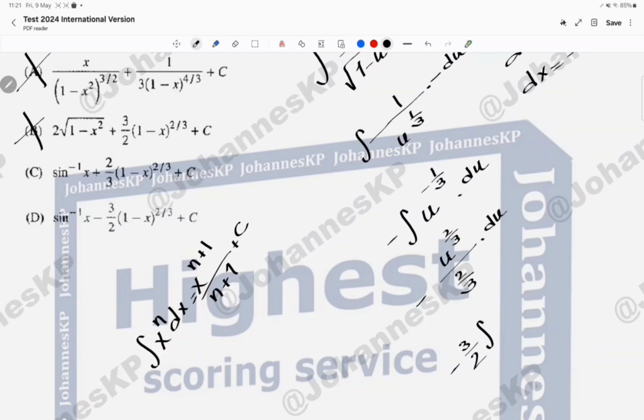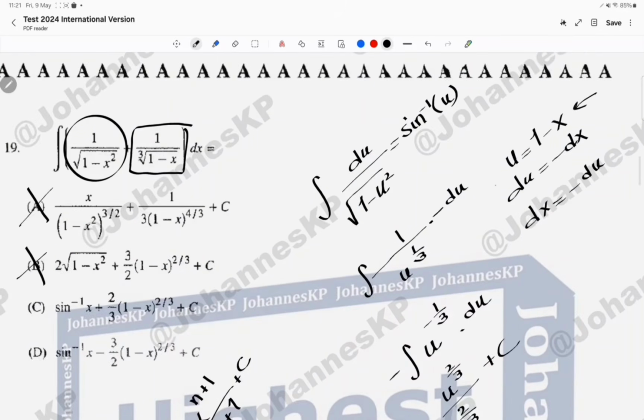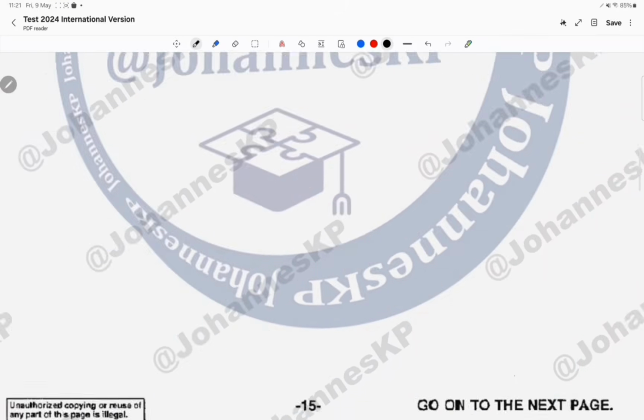Okay, and actually the negative is gone, plus c. So 3 over 2, instead of the u, bring back the 1 minus x. The 2 over 3 means 2 on the inside and root of 3 on the outside, plus c. And I think right now we can tell it is going to be choice D, correct? Yes.